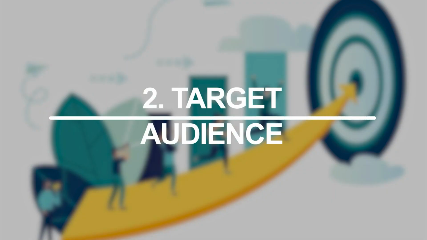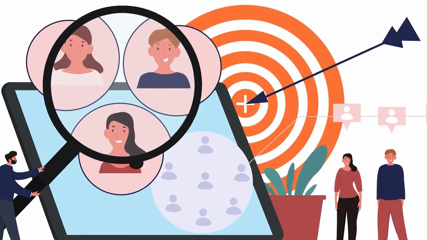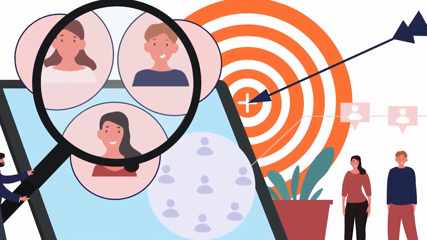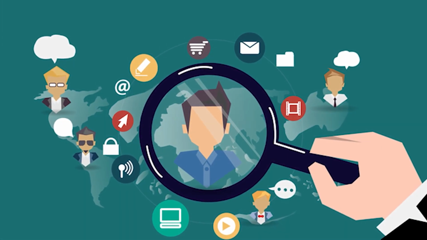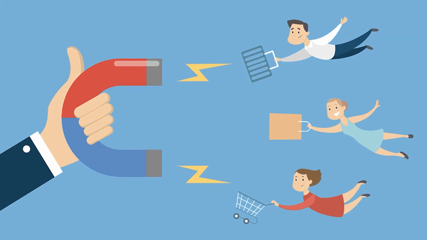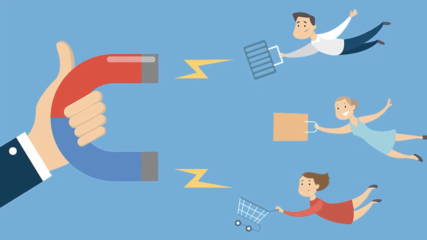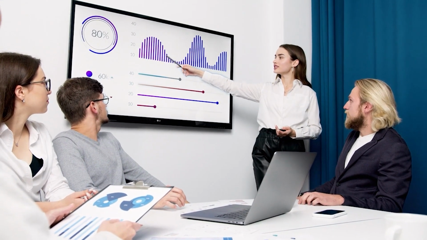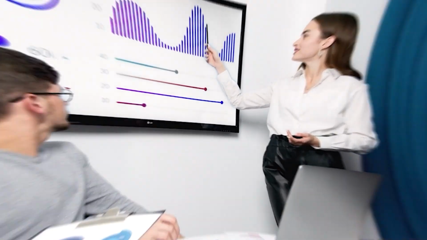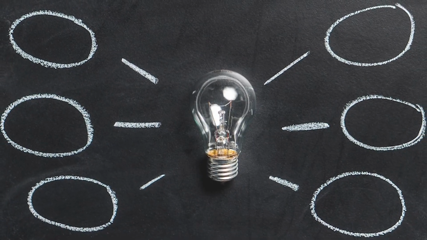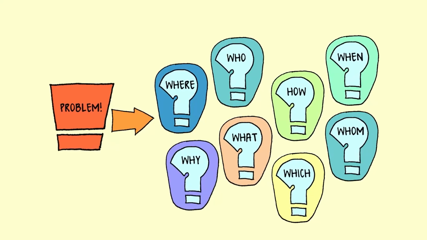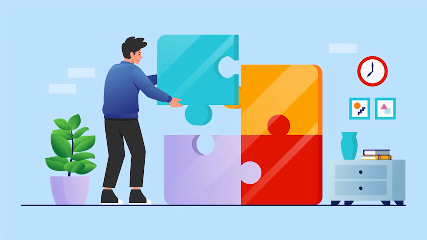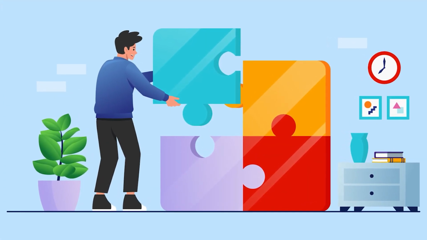2. Target audience. Identify your target audience and their demographics, interests, behaviors, and pain points. Ad Creative AI uses this information to create ads that speak to your target audience and resonate with them. 3. Key messages. Identify the key messages that you want to communicate to your target audience. What sets your product or service apart from the competition? What problem does it solve for your customers? Make sure your key messages are clear, concise, and compelling.